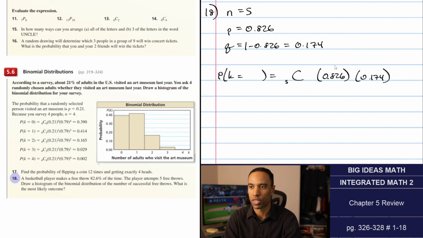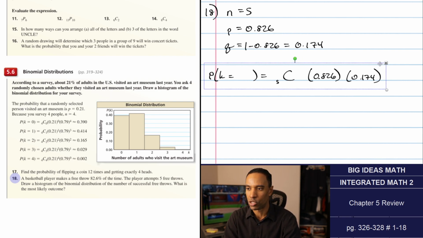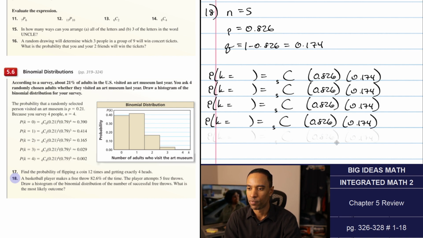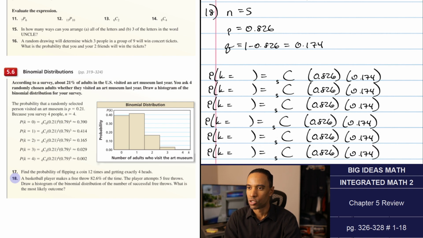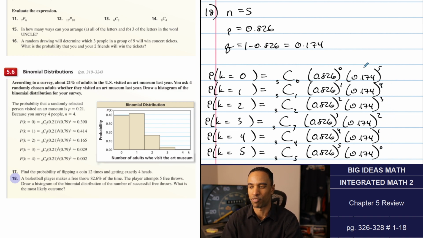I bring up this whole thing as a template so I can clone this over and over. I'm basically going to use this exact same template and fill in different numbers for where K will exist. So I need to do it for 0, 1, 2, 3, 4, and 5. This is 5 choose 0, 1, 2, 3, 4, and 5 to the 0th power, 1st, 2nd, 3rd, 4th, and 5th. And then this goes down 5, 4, 3, 2, 1, 0. Look how much faster that was.